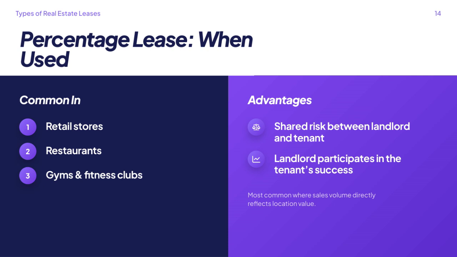Percentage leases are most common in retail stores, restaurants, and gyms or fitness clubs. These are businesses where the sales volume is a strong indicator of how valuable the location is. One of the key advantages of percentage leases is that they allow for shared risk between the landlord and the tenant. This means the landlord has a direct interest in the tenant's success because their income partially depends on the tenant's sales performance. This arrangement aligns the incentives of both parties and can be beneficial in high-traffic, sales-driven environments. Essentially, it's a partnership where both landlord and tenant benefit when sales go up.